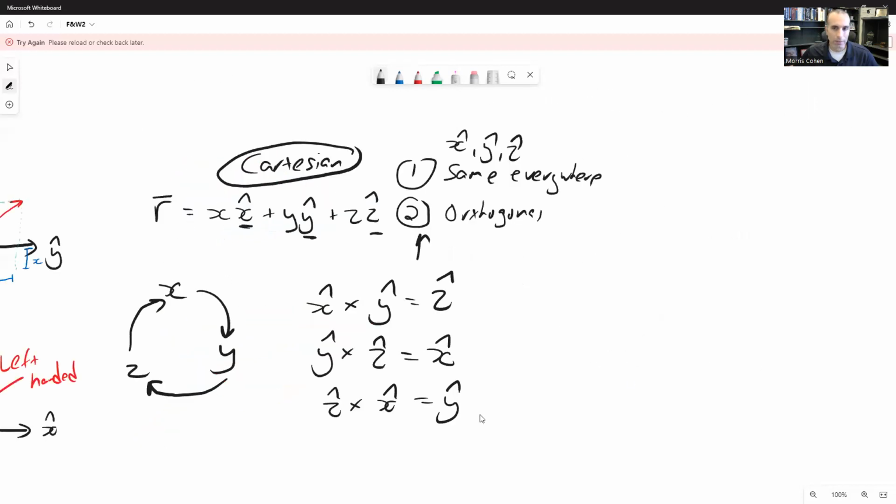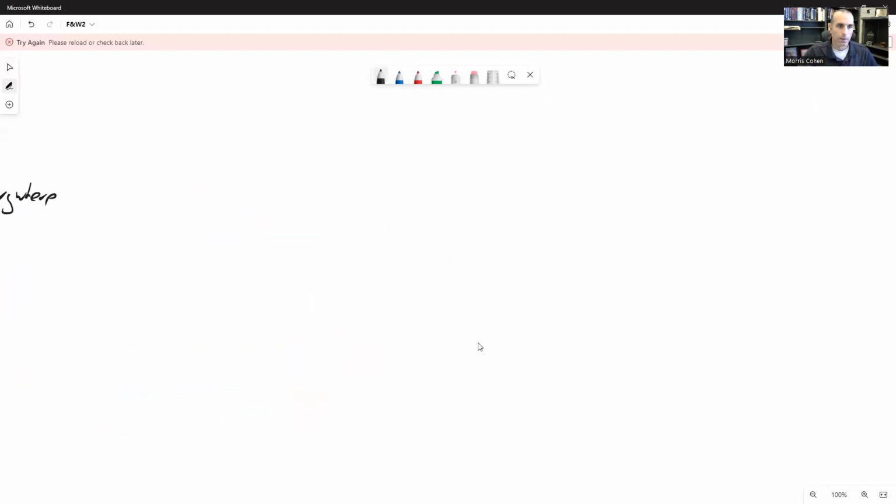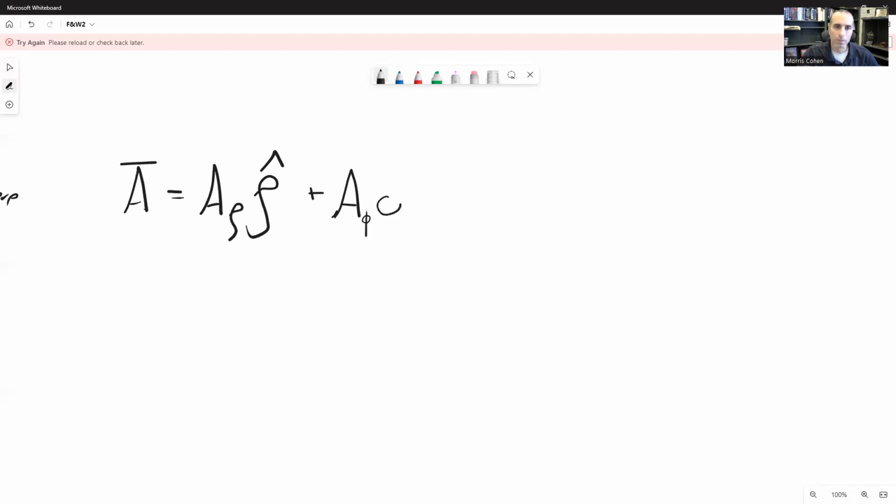So that's Cartesian. Let's talk about cylindrical coordinate systems next. For that, we're going to write down a vector in the cylindrical coordinate system in the following way: A equals A sub rho in the rho hat direction, plus A sub phi in the phi hat direction, plus the Z component in the Z direction. And this is equal to the vector A.